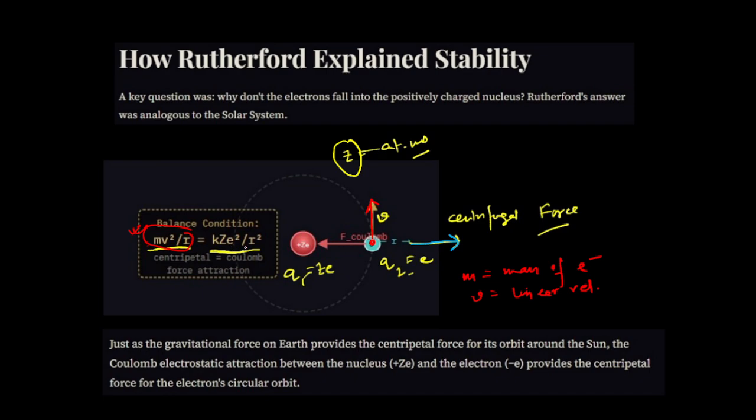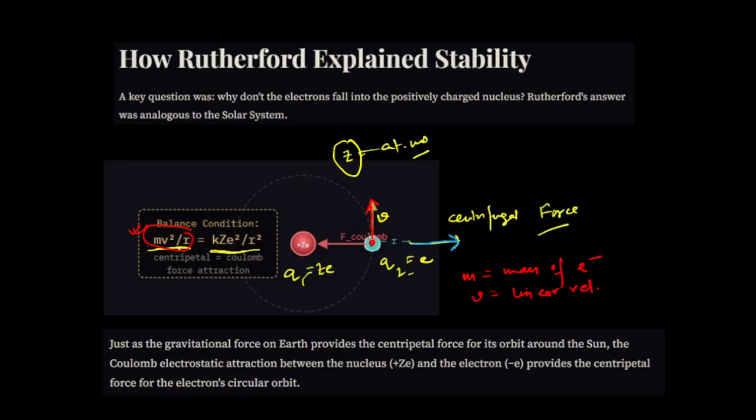We already know that if there are two charges separated by a distance r, the coulombic force is K Q1 Q2 by r square. Here Q1 is ZE, Q2 is E, so Q1 Q2 is ZE square. We are using the modulus of force; we have done the expression of force before, in the last class, right? And the distance is r, so this is the coulombic force, right? And the centrifugal force is mv square by r.